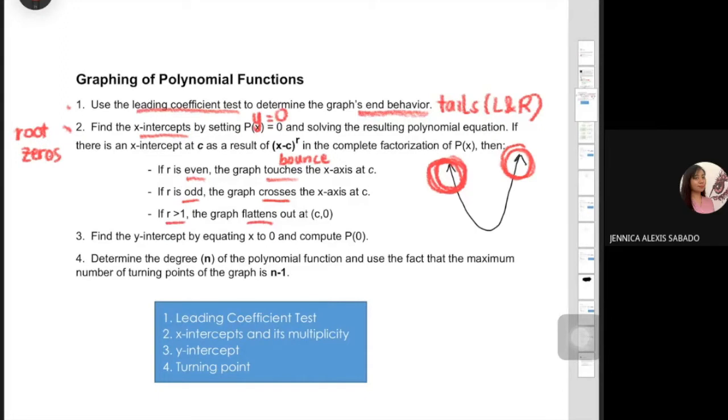Number 3 is to simply find your y-intercept. And how do we do that? Kanina sa number 2, y equals 0. So dito, gagawin mo lang si x na 0. Then solve for y. Ganun lang po.